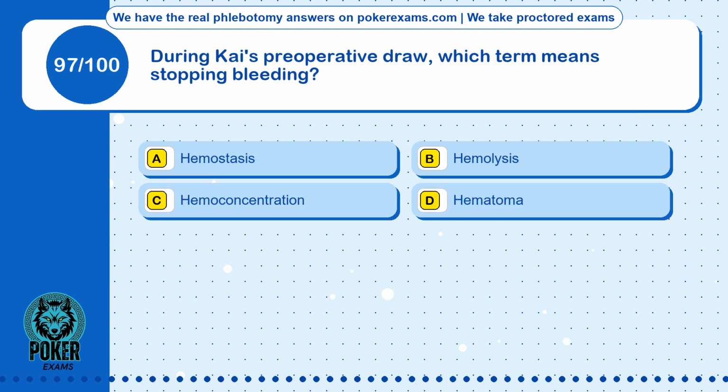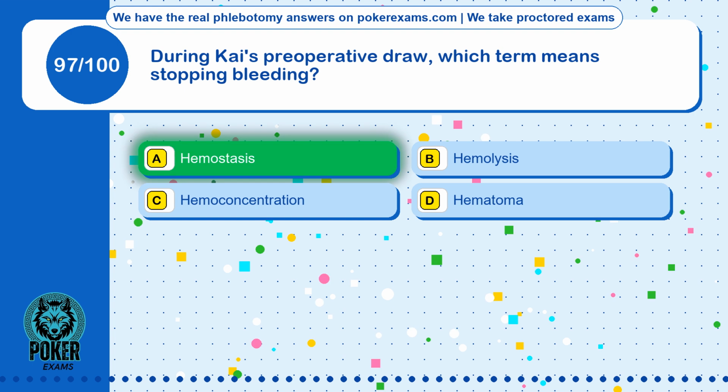Question 97. During Kai's preoperative draw, which term means stopping bleeding? Option A. Hemostasis. Option B. Hemolysis. Option C. Hemoconcentration. Option D. Hematoma. The correct answer is option A.